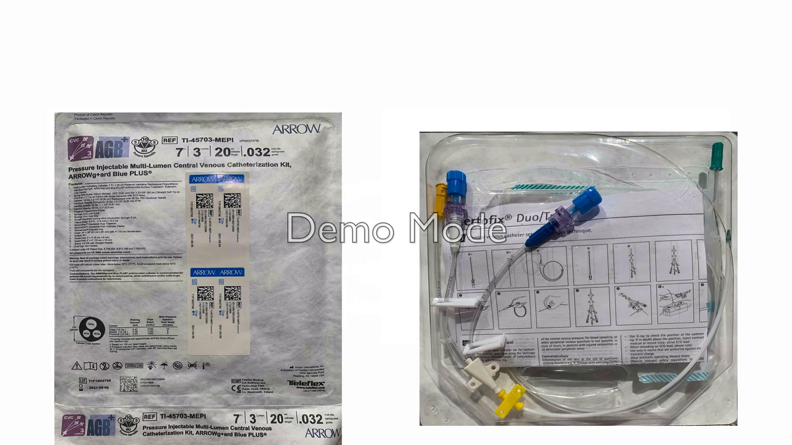You will face different types of central line depending on the company. What we have here in our department is the Arrow company, and the usual size that we are using is 7 French 20 centimeter, which is a pressure injectable multi-lumen central venous catheter. If you see at the right side, this is a different company, but it has all the equipment that you need to insert a central line.